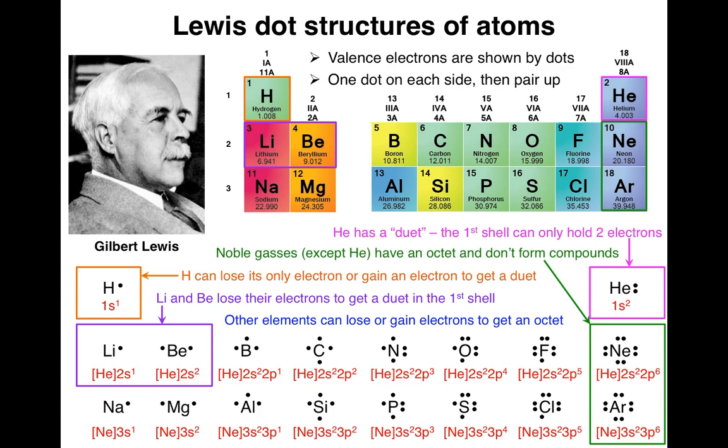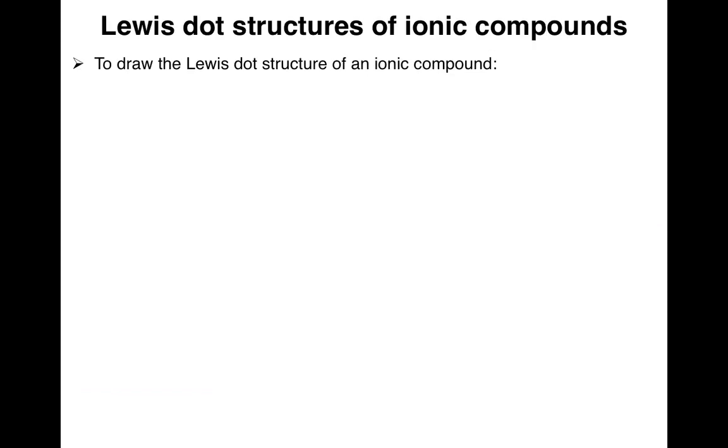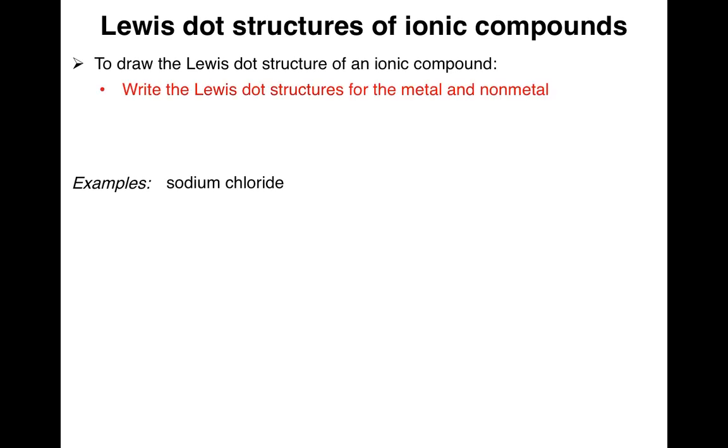Lewis dot structures offer a convenient method for visualizing how electrons are transferred in ionic compounds. Let's look at how to draw the Lewis dot structure of an ionic compound using the example of sodium chloride. The first step is to write the Lewis dot structures for the metal and the nonmetal, sodium and chlorine in this case, side by side.